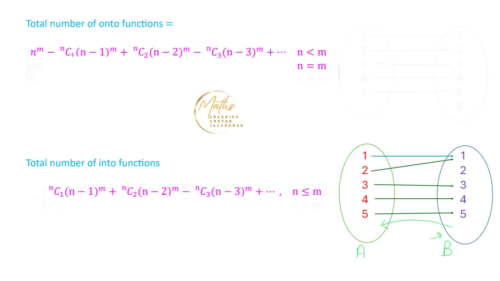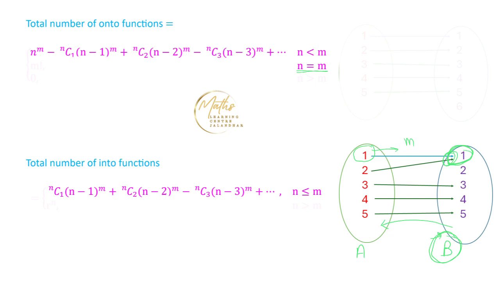It means that no element in B can have two preimages. So when n is equal to m, what we obtain from this condition is that no element of B can have two preimages. So in how many ways can this first element be mapped? If we have m elements over there, it can be mapped in m ways.